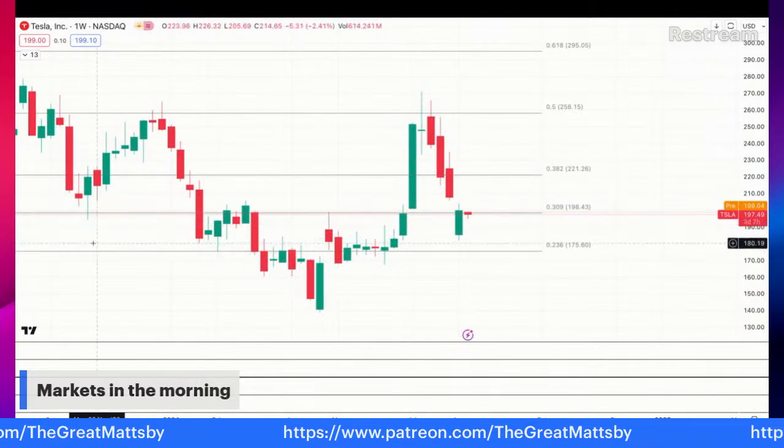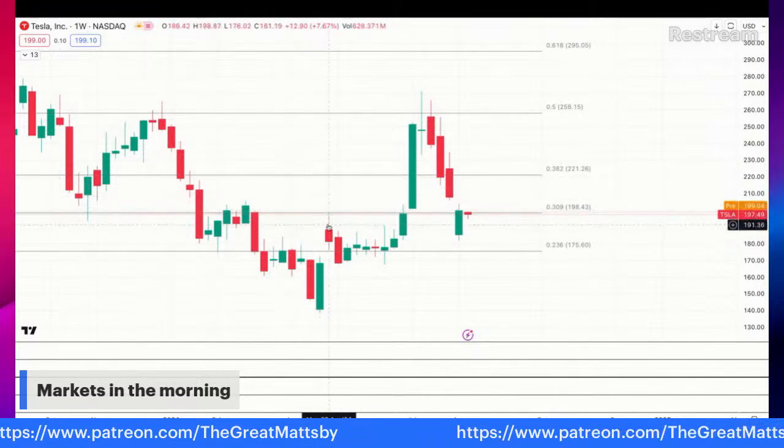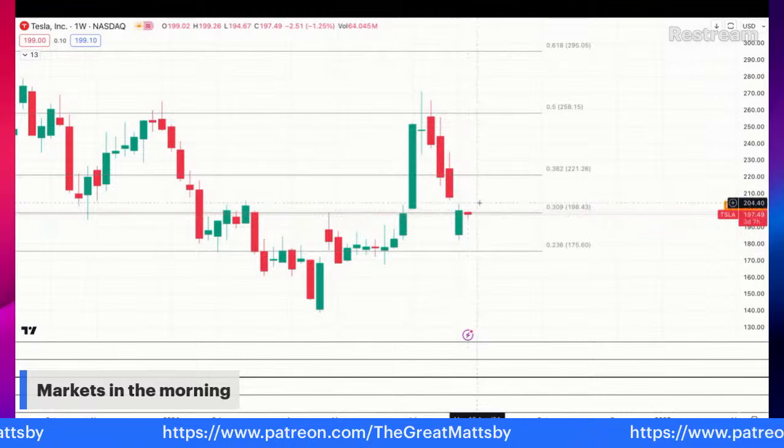So again, you can see that 198 level was a support, was a resistance, was a resistance. Now it's trying to be support again for Tesla.